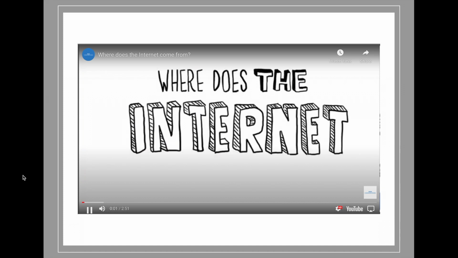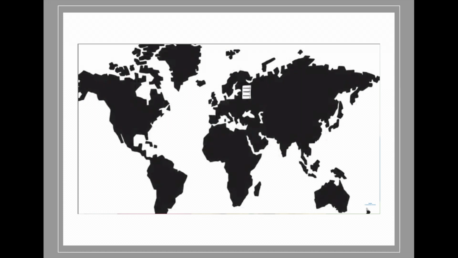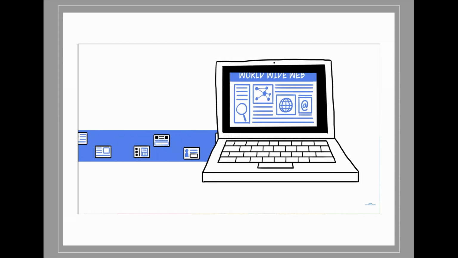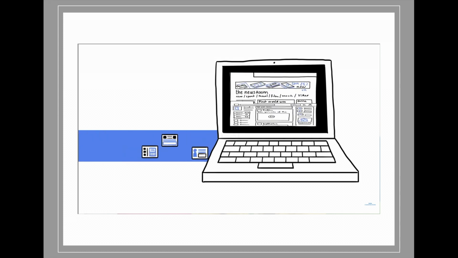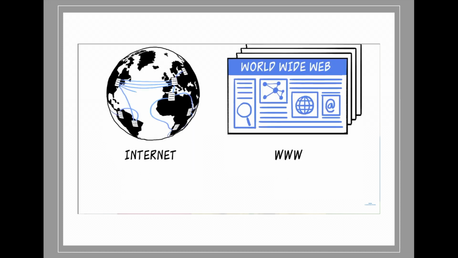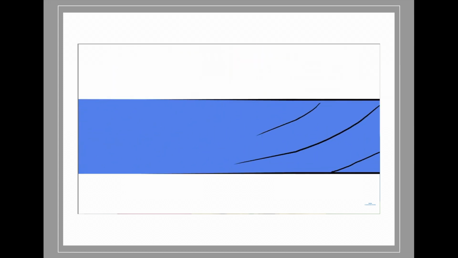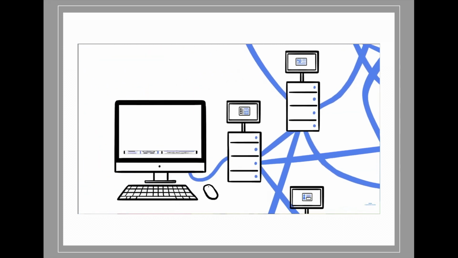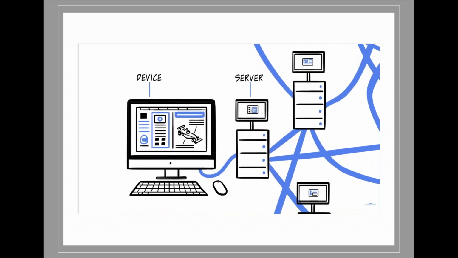Where does the internet come from? Not sure? Okay, let's start with the basics. The internet is a global network of interconnected computers used to deliver that vast collection of digital pages we call the World Wide Web. They're not the same thing. It's actually an enormous system of cables, real physical cables, traveling all around the world, connecting our devices to the servers that store the pages we want to view.